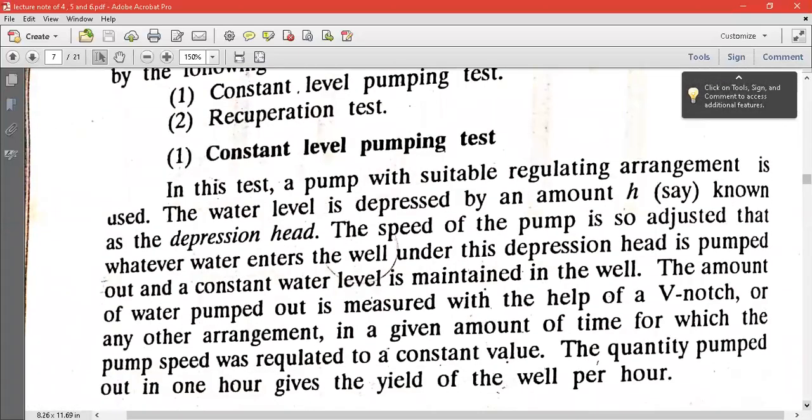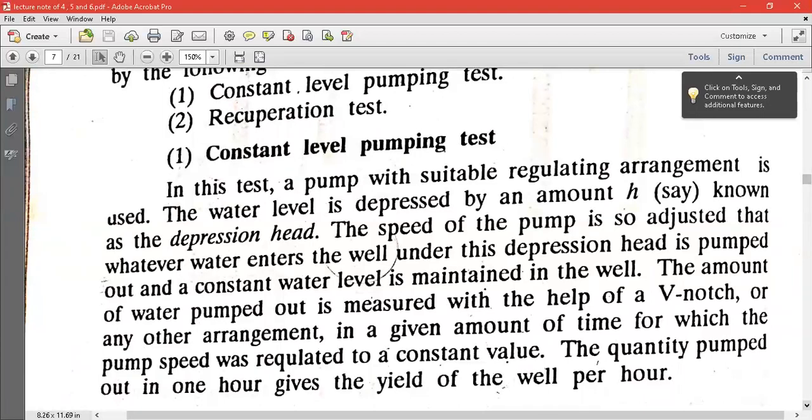So this is the basic principle I am telling first. In this pumping test, with a suitable regulating arrangement, the water level is depressed by an amount which I have shown as H, the depression head. The speed of the pumping is adjusted so that whatever water enters the well under this depression head is pumped out, and a constant level, that is the depression head H, is maintained in the well.